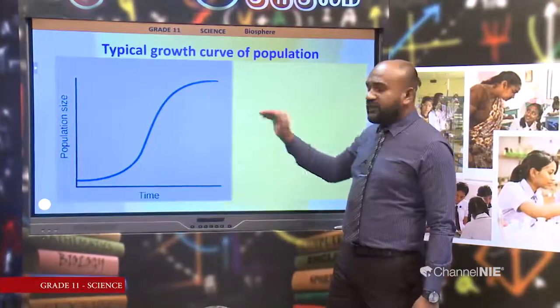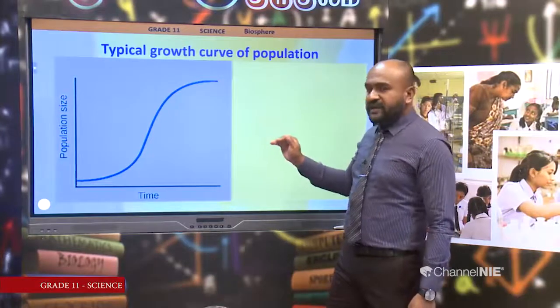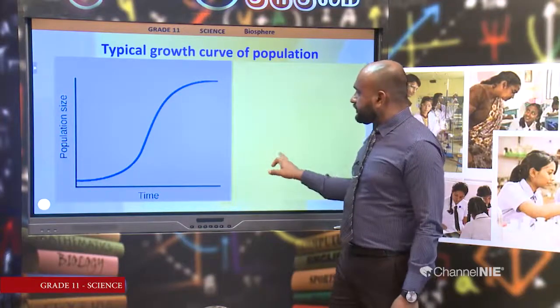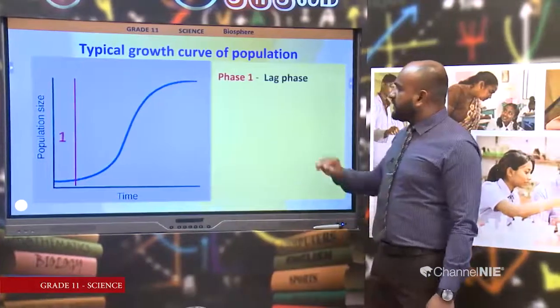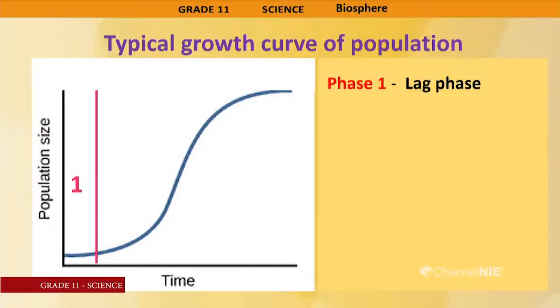Okay. So, when you get the typical growth curve, we can identify different phases. It is not the same throughout. You can see how it has changed with time. We identify the first phase as the lag phase, where you see a slow growth rate. We are going to discuss these phases in a bit of detail, along with the reasons for these changes.